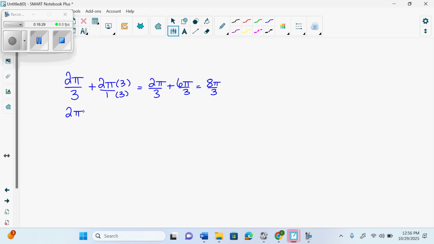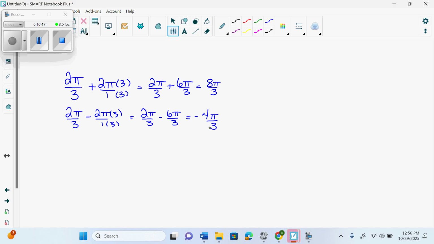Subtract 2 pi. 2 pi over 3 minus 2 pi. Once again, make a common denominator. So I would get 2 pi over 3 minus 6 pi over 3, which is now negative 4 pi over 3.